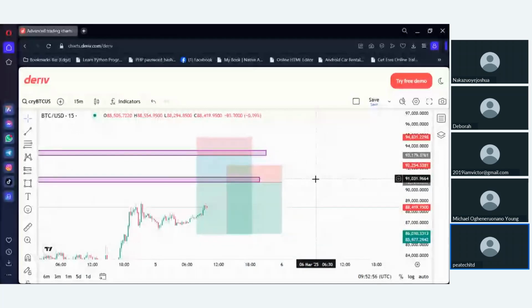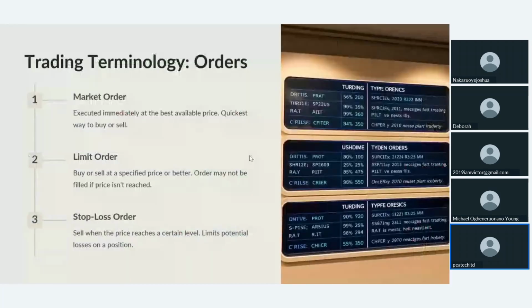So stop loss orders are very essential when you are trading, because if you don't use stop loss, most people don't use stop loss. They call themselves the no stop loss gang, right? It is a risky thing to trade without a stop loss. Trading without a stop loss is like living in a house without a roof.